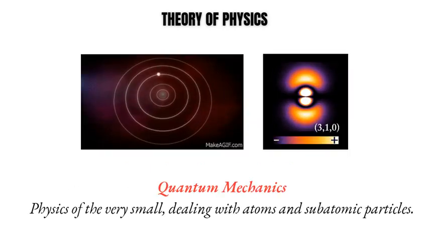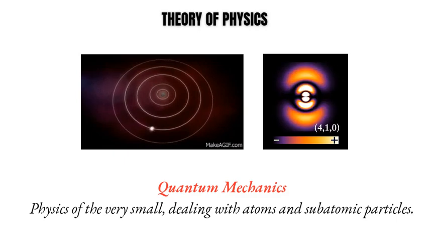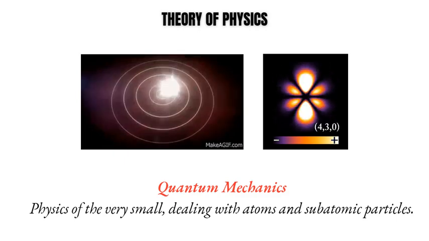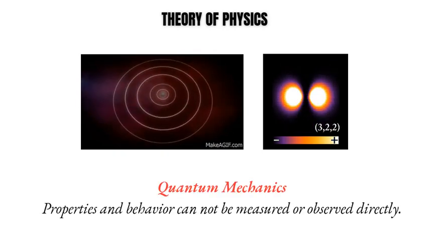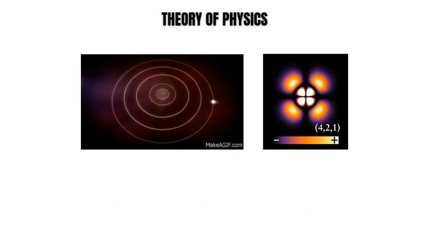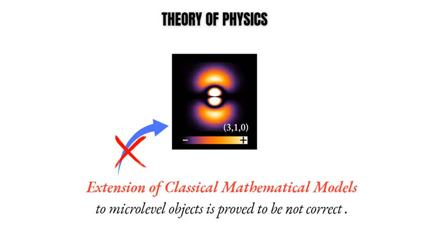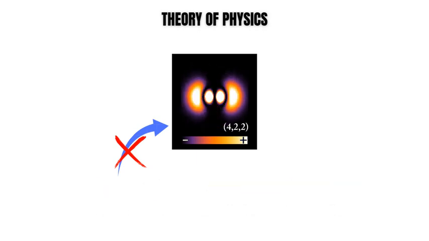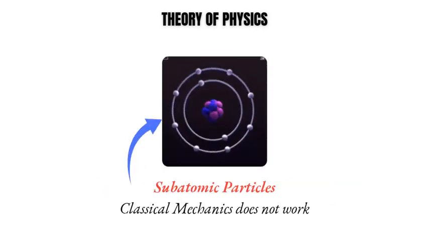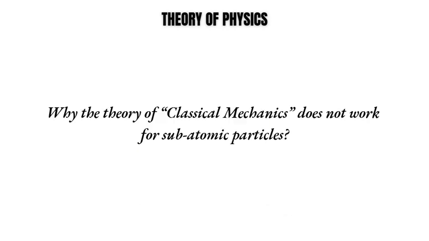But in quantum mechanics, we study the physics of the very small intangible objects like atoms and subatomic particles. The behavior and properties of the small objects cannot be observed or measured directly as in classical mechanics. Even the extension of the classical theories and mathematical equations to subatomic particles proved to be not correct. So the scientists who initially started studying the behavior of subatomic particles using the model of classical mechanics started getting convinced that there is something missing in the approach of dealing with physics and chemistry of subatomic particles.